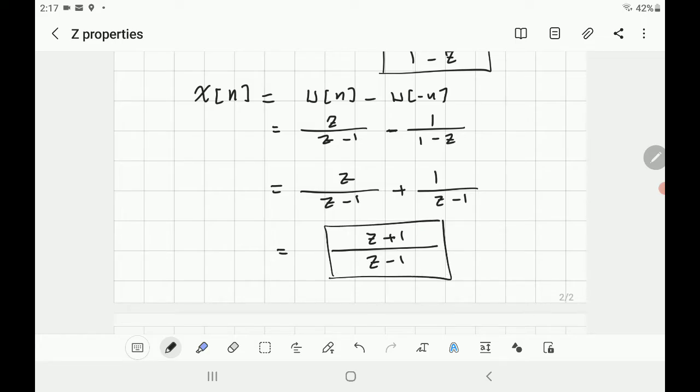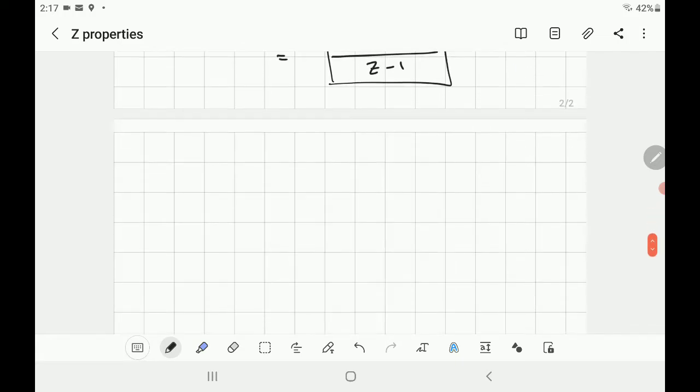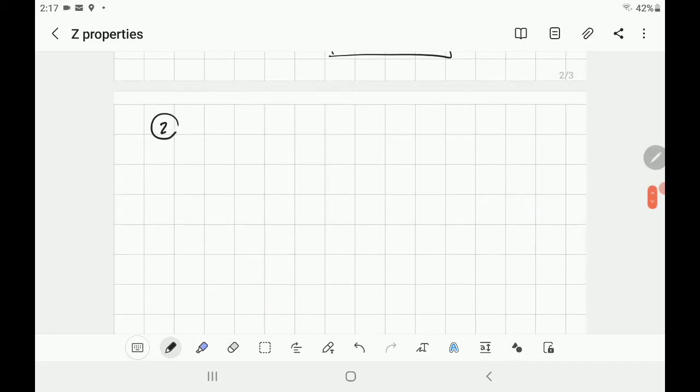Okay, now let's go to another example, another property: the shifting property. Let's say I'd like to sketch the continuous case first, and then we'll make the discrete. If you have a step function shifted like that at 5, how do you write it? You say u of t minus 5. How do you do it in discrete?